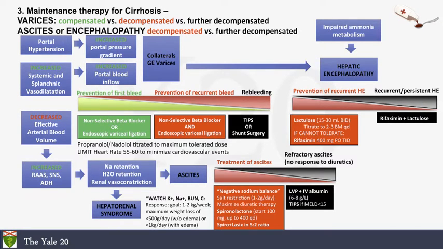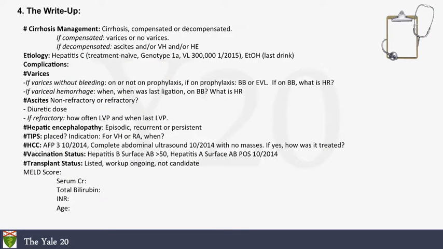This is just, again, a reference slide. Think about how you can prevent patients from getting from compensated to decompensated for variceal hemorrhage, from decompensated to further decompensation for ascites and hepatic encephalopathy. Prevention is key in these patients. How do we write it all up?